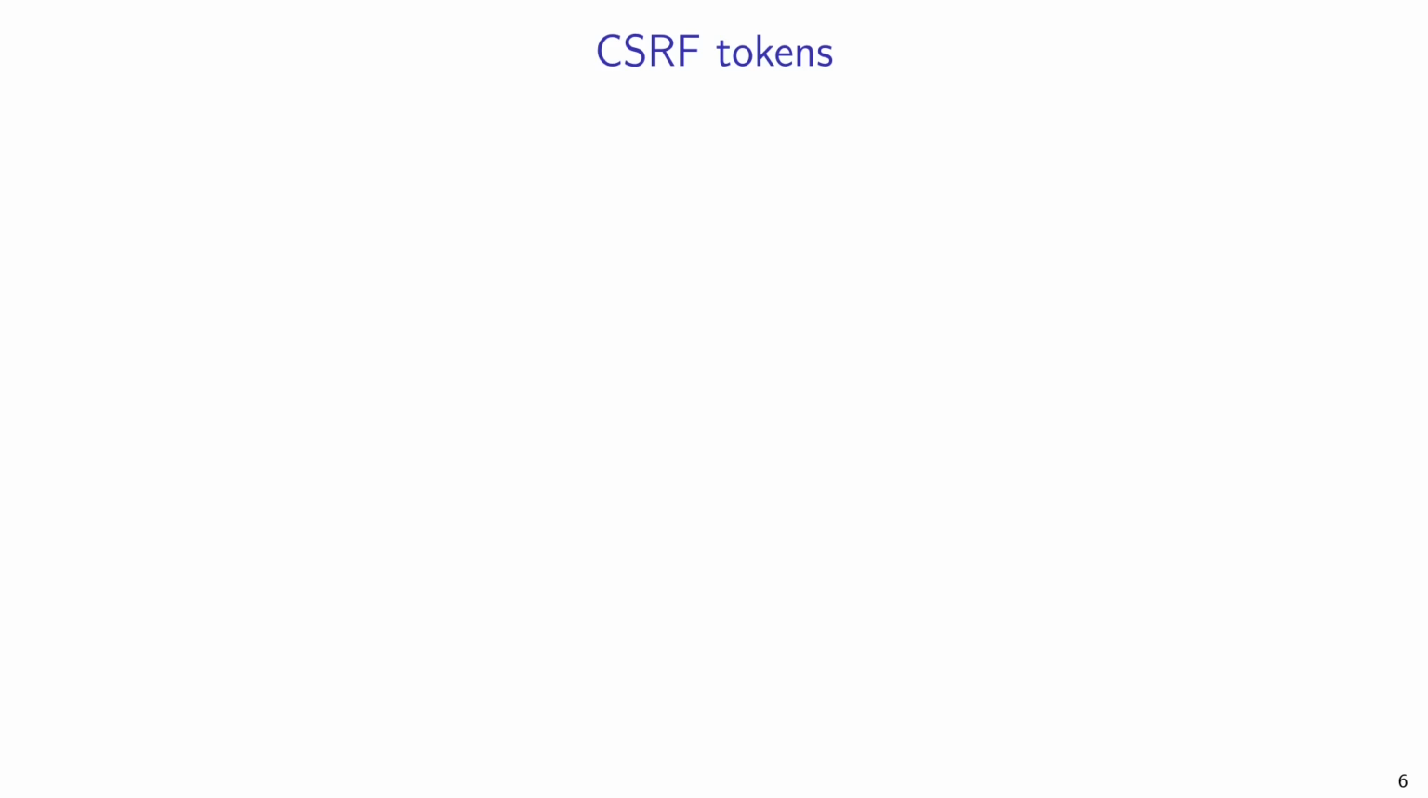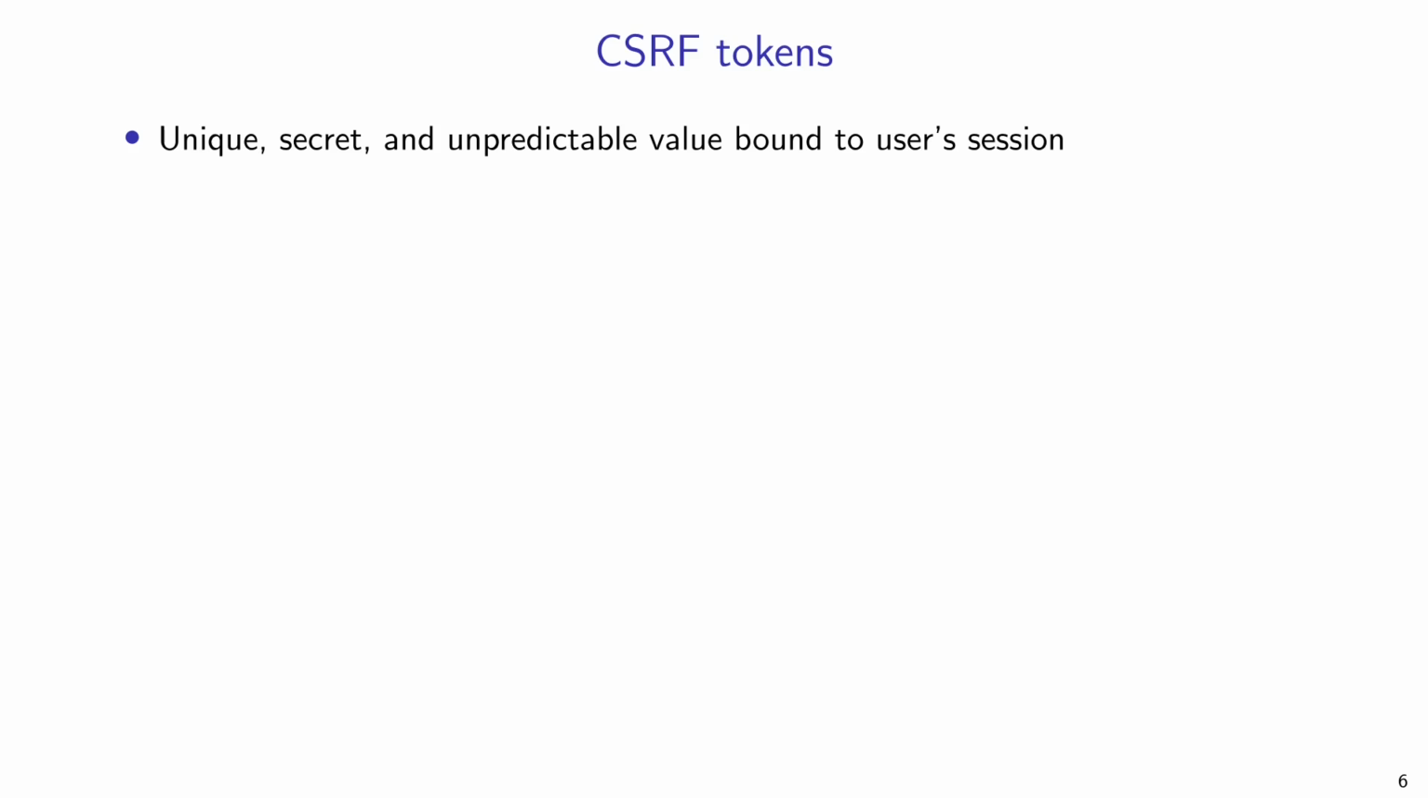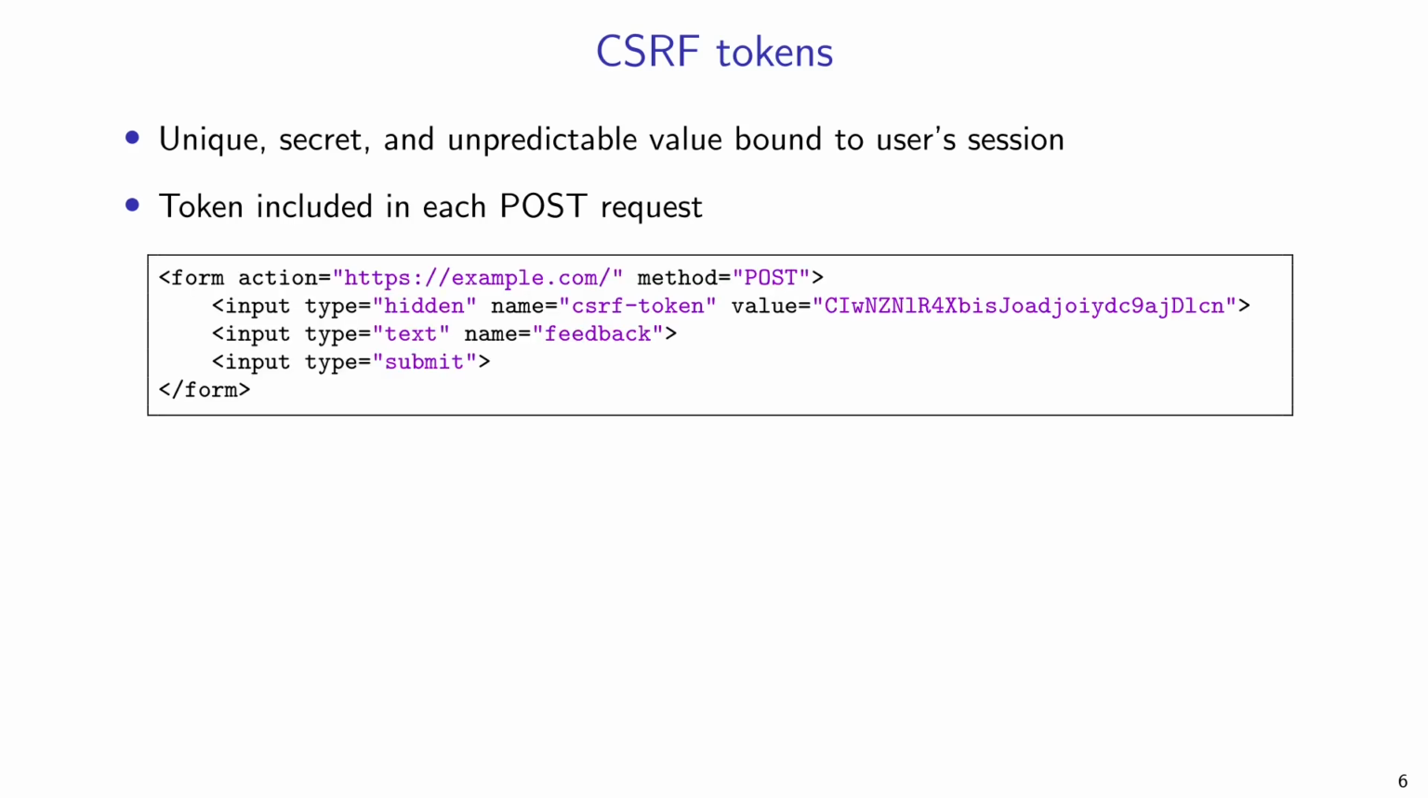The recommended and the most reliable method to prevent CSRF attacks is the use of CSRF tokens. The idea here is that there is a unique, secret, and unpredictable value that is bound to the user session. We call it a CSRF token or nonce. And this token is included in each post request submitted to the server. In HTML forms, the token can be included as an additional hidden input value. So when the submit button is clicked, this value, together with other values, is submitted to the server.